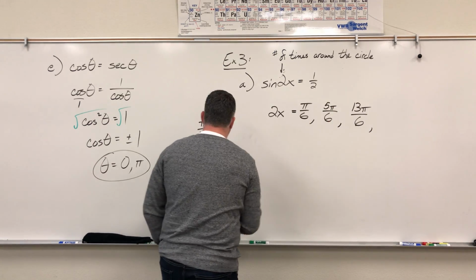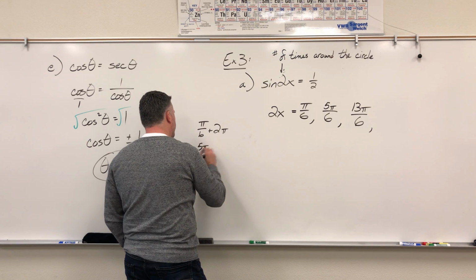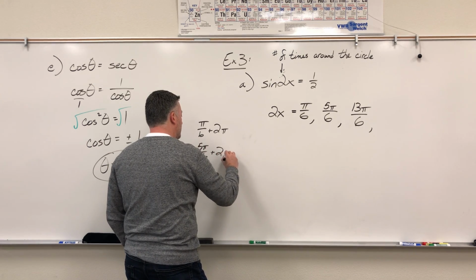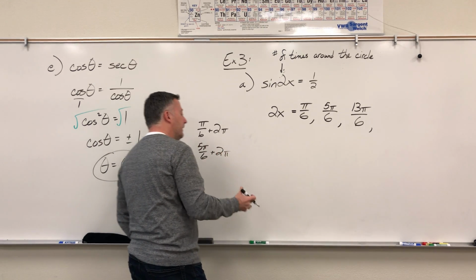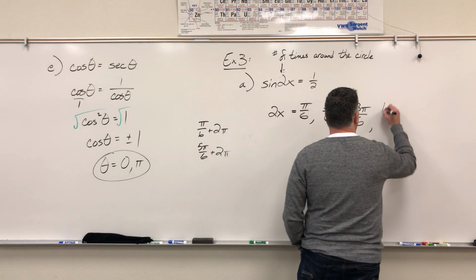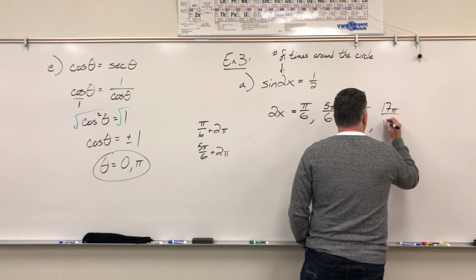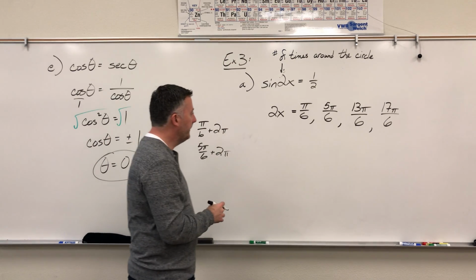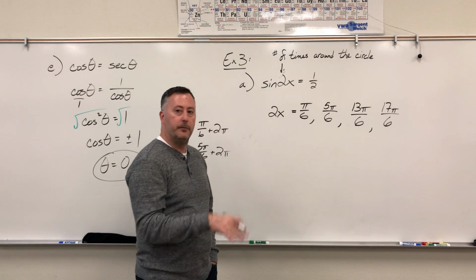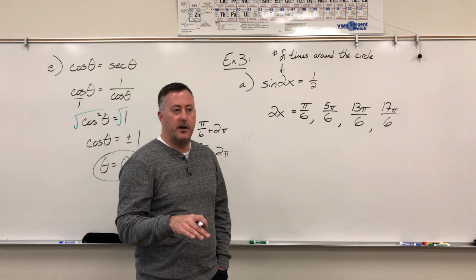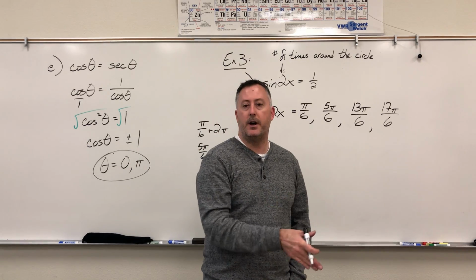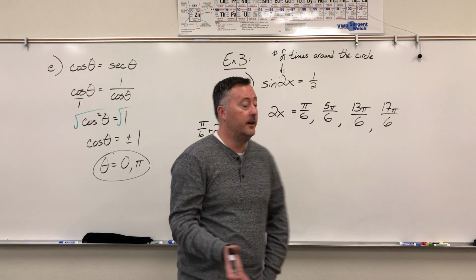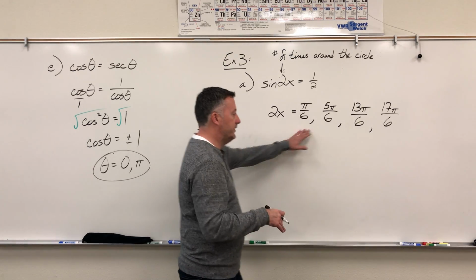And then if you added it to 5 pi over 6, and again found a common denominator, that would be 17 pi over 6. Now, some of you I know are going, wait a minute. Aren't we supposed to solve for the interval of 0 to 2 pi? Well, yes, you are. But you're not done yet. These are not your answers.